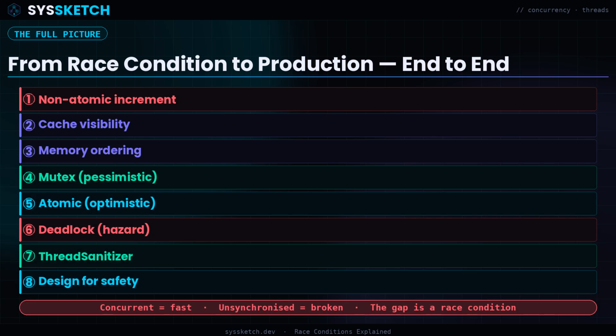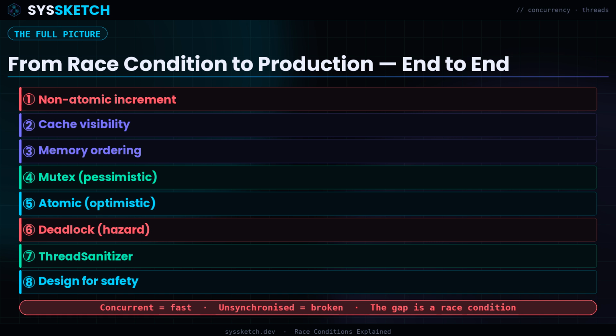Let us put the complete picture together. Counter++ decomposes into load, add, and store. 2 threads interleave those 3 steps and 1 increment is lost. Your L1 cache holds the write invisibly from other cores until a barrier forces a flush. A mutex prevents interleaving and provides a memory barrier but introduces blocking and deadlock risk.